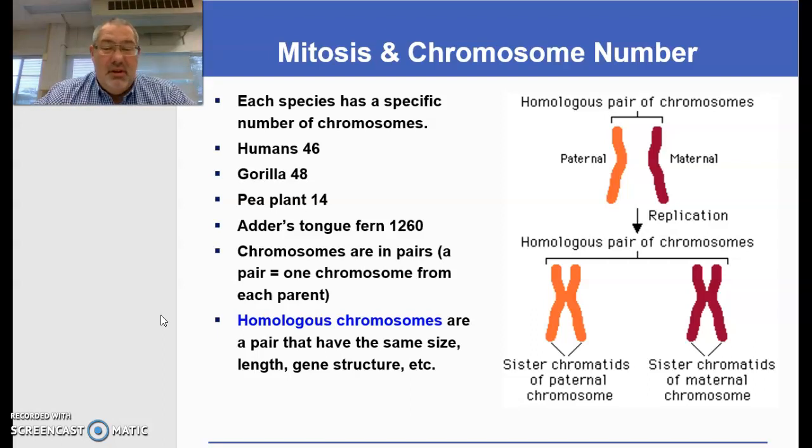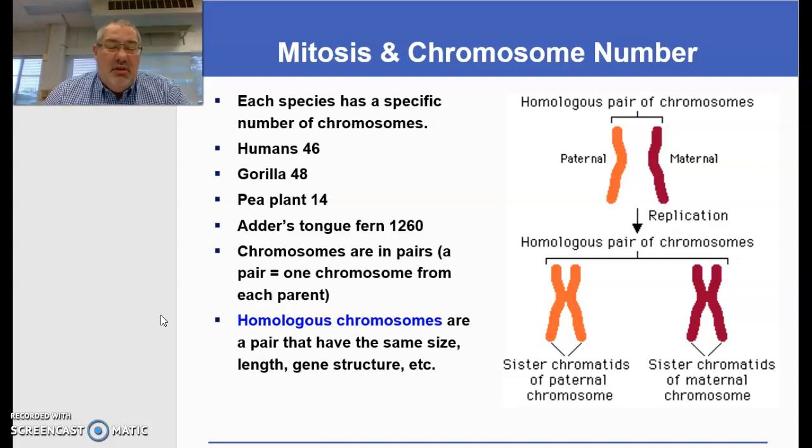The human, in its diploid number, has 46 chromosomes. That means 23 are inherited from the mom and 23 from dad. So you have 23 pairs of chromosomes, one of each of the pairs from each parent. 23 chromosomes from each parent. 23 plus 23 is 46.